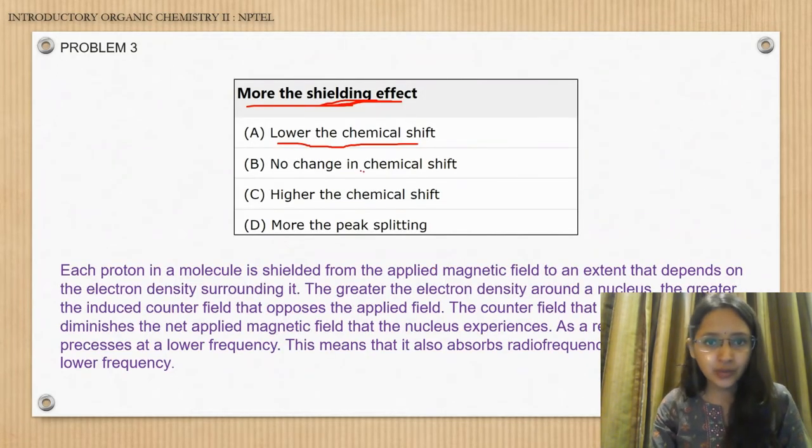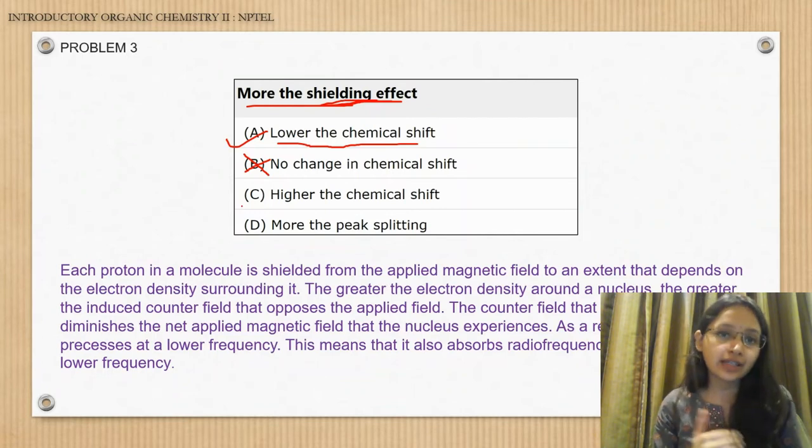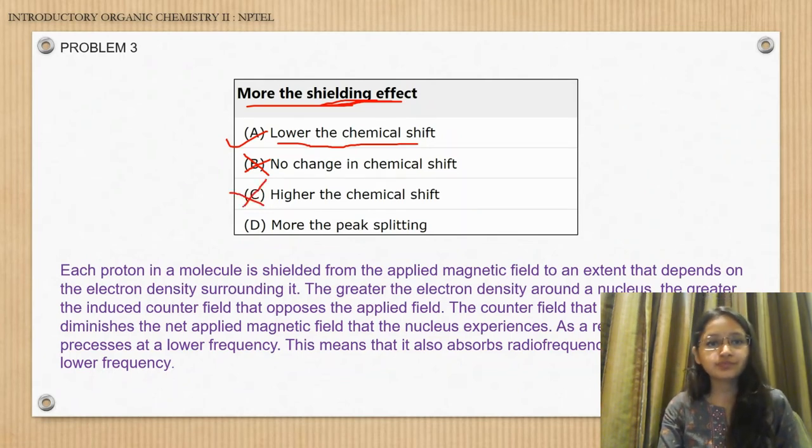Okay, so the correct option will be A, not B. There is no change in chemical shift. How would it not be changed? Because if the shielding effect is high, then the chemical shift will be low. And if the shielding effect is low, then the chemical shift will be high. So this is the scenario which we are dealing with. So higher the chemical shift, no. The peak splitting has nothing to do with the shielding effect.